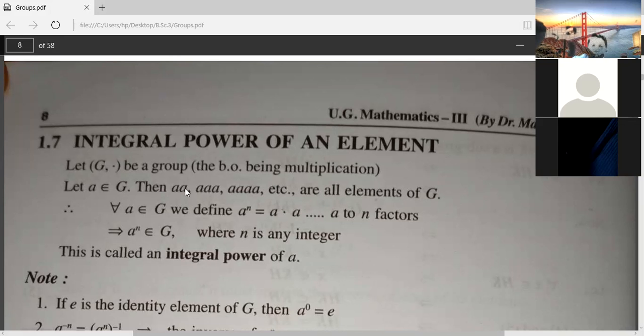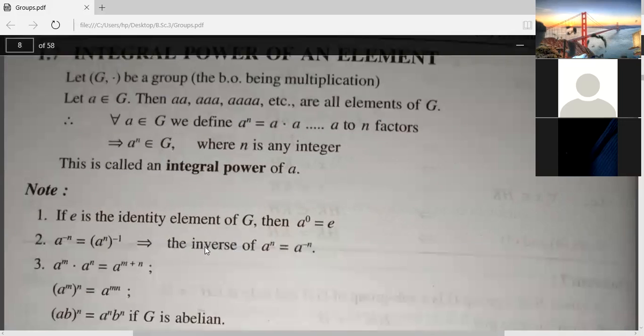Then if you multiply a with a, however many times, a square, a cube, a to the power 4, whatever it may be, you get a to the power n equal to a, and so on to n times. Now a to the power n belongs to G, where n is any integer. Okay, n is any integer, a to the power n belongs to G, and this is called an integral power of a. That means a to the power n is called an integral power of the element a, where n belongs to Z. That is, (G, ·) is a group, a is an element of G, so that a to the power n belongs to G, where n is any integer. This is called the integral power of a.